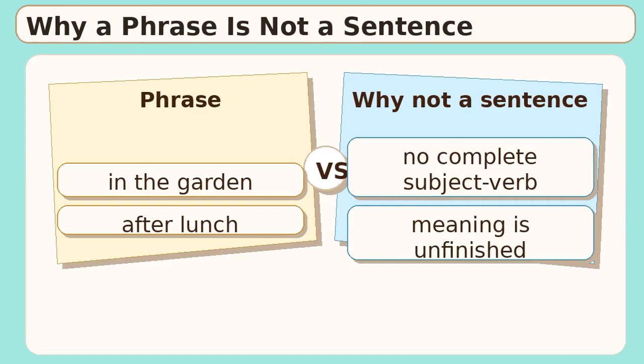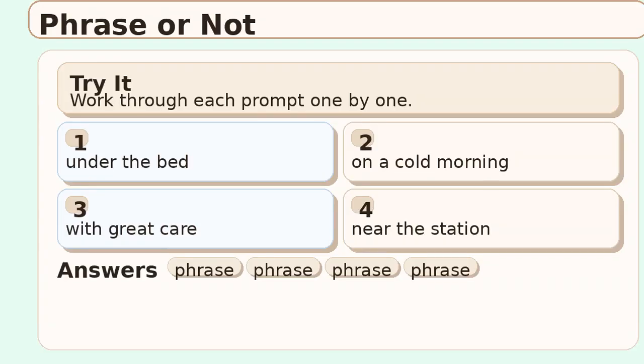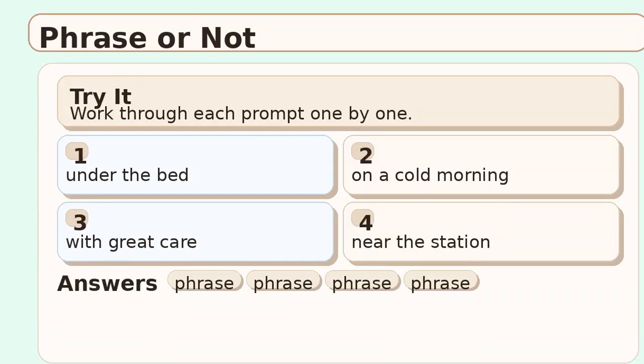A phrase may feel meaningful, but something is still missing. It does not give a complete thought with a subject and a working verb. That is why a phrase cannot stand alone as a full sentence. Now check whether you can spot phrases quickly. Read each group and notice that all of them give meaning, but none of them gives a complete message by itself.